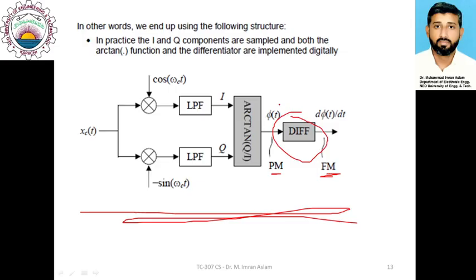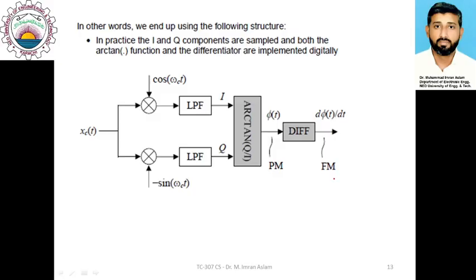For PM, of course, the output of this synchronous detector would give you the phase information directly, so that you can get the message signal from that phase information. However, for FM, we know that the phase is related to the integral of the message signal, so in order to get the message information, you have to differentiate whatever phase is received, and after differentiation you will get the information signal back in the case of FM.